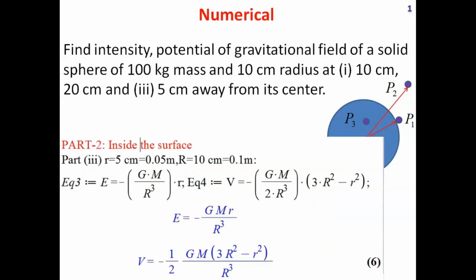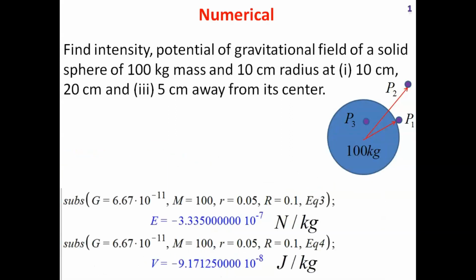To find intensity inside the surface of the sphere, small r equal to 5 centimeter, that is 0.05 meters, capital R equal to 0.1 meter. The formula is E equal to minus GM upon R cube into small r, and V is equal to minus GM upon twice R cube inside bracket 3R square minus small r square. By substituting these values, we can obtain intensity and potential.